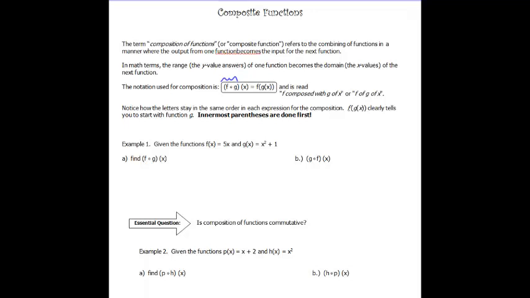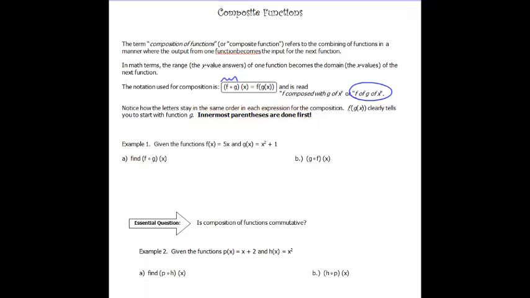So I'm taking the function g of x with f of x, and it's read f is composed with g of x, or f of g of x. You'll most commonly hear people say that. You have to be careful with this because the innermost parentheses are done first. So we're working from the inside out.